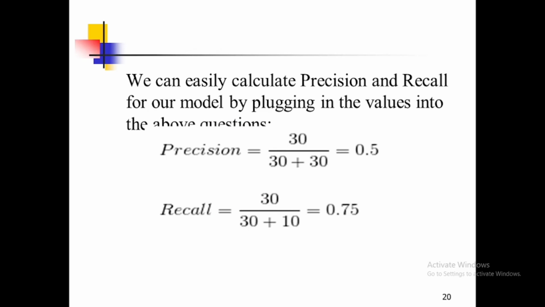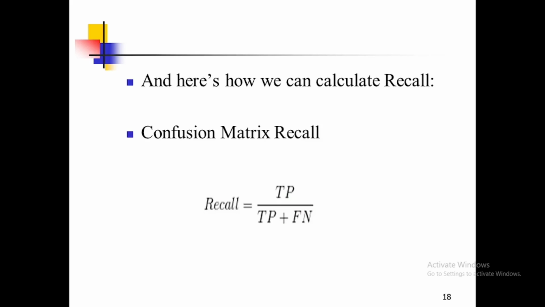Okay, we can easily calculate the precision and the recall for our model by plugging the values into the above equations. Precision is equal to 30 divided by 30 plus 30, which is equal to 0.5. Recall is equal to 30 divided by 30 plus 10, which is equal to 0.75. According to the formula, for recall, it is true positive divided by true positive plus false negative.